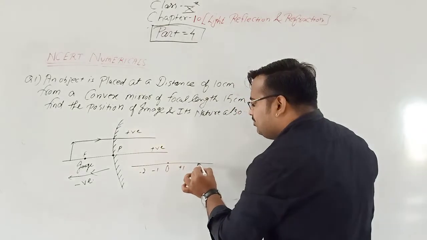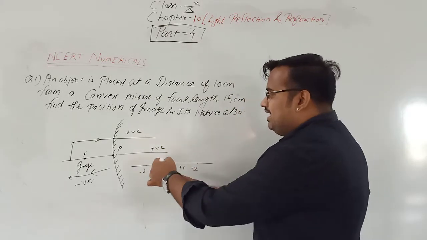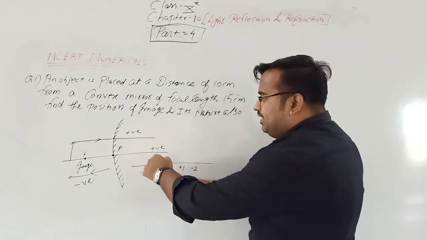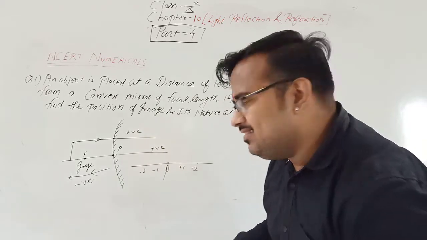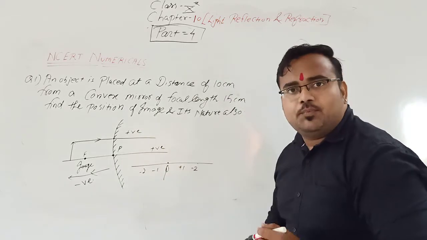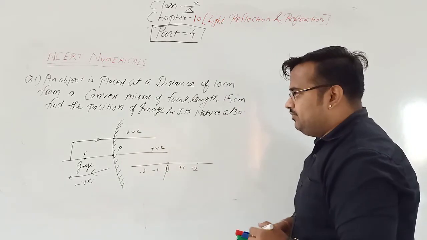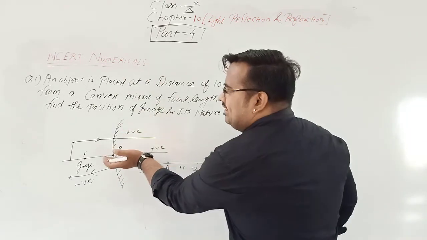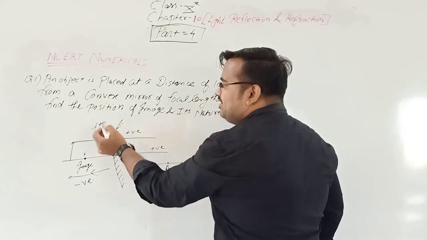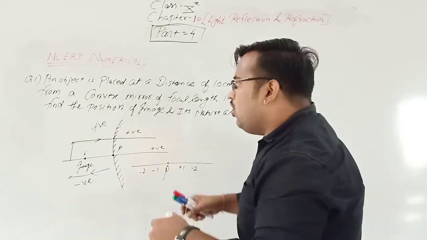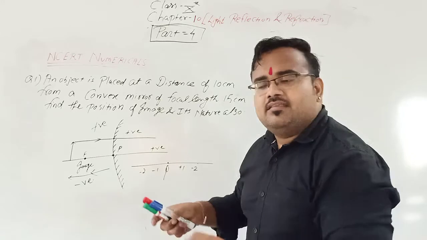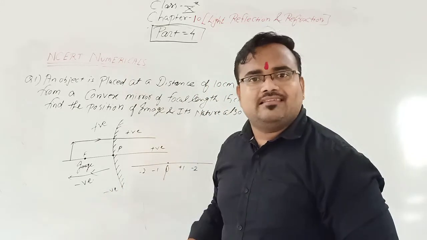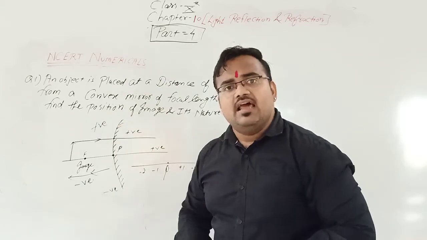For example, on the number scale, here 0 point is there, here -1, -2, here +1, +2. We can assume the zero point as the pole. So the left side of the pole, all the distances are negative, and on the right side of the pole, all the distances are positive. One more important thing, all the distances above the principal axis are positive, and all the distances below the principal axis are negative.